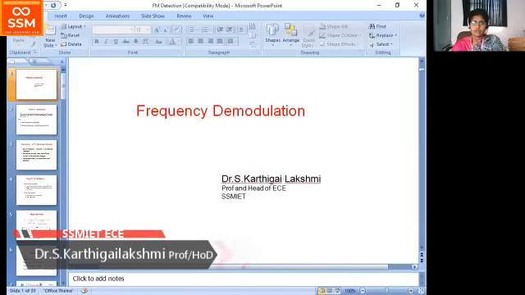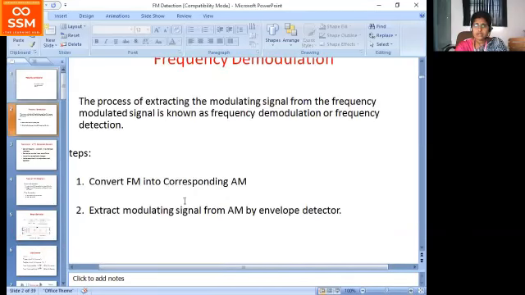Good afternoon. Today we are going to discuss frequency demodulation. What is meant by frequency demodulation? The process of extracting the modulating signal from the modulated signal is known as frequency demodulation or frequency detection.